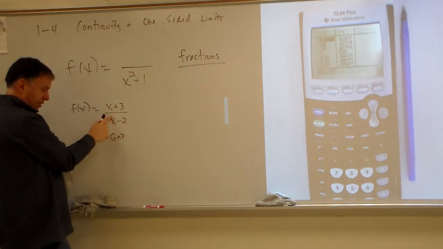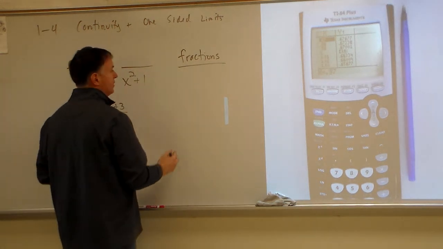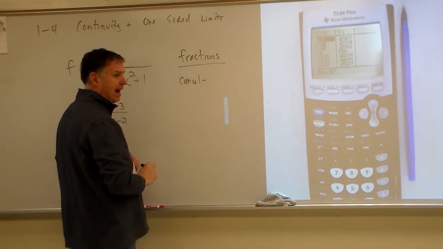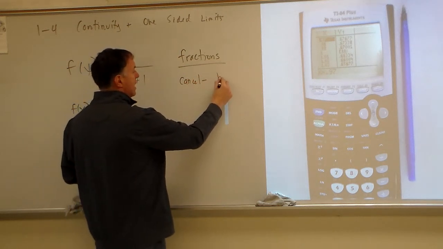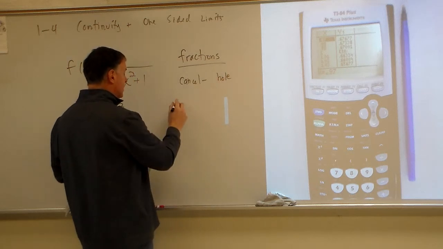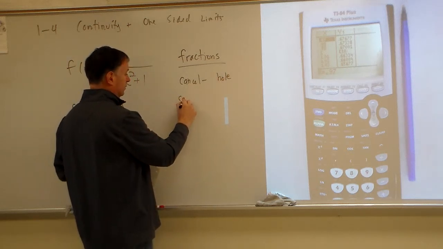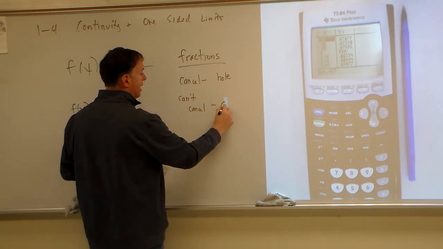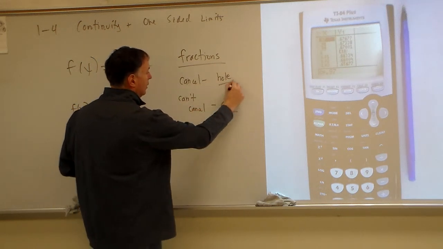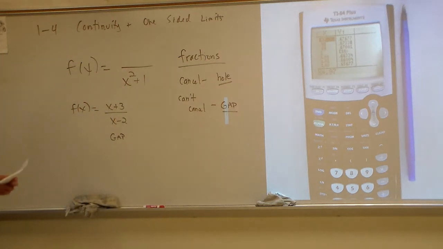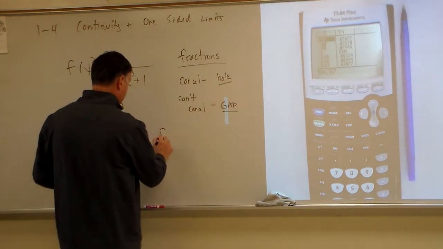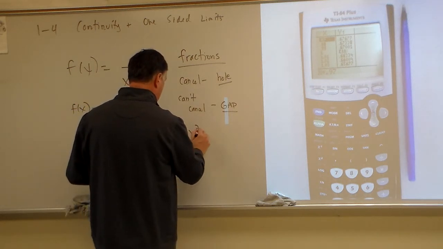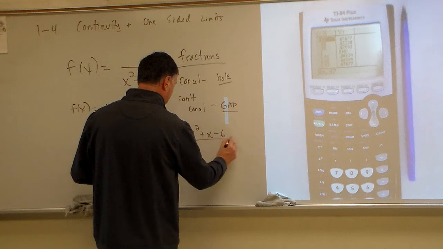This is a fraction, this is a fraction. If you have fractions, if you can factor and cancel, then you have a hole. If you can't cancel, you have a gap. Hole and gap.